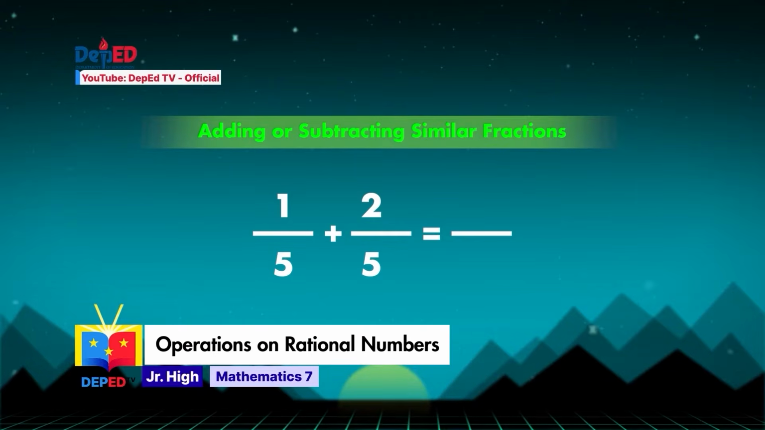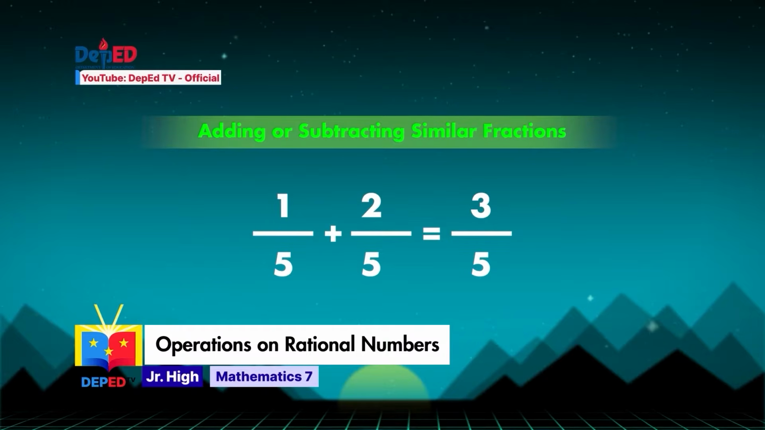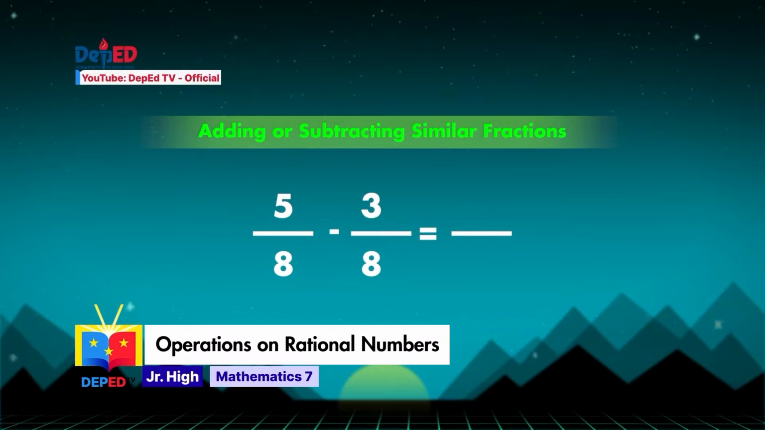For example, number 1: 1/5 plus 2/5. Since these fractions are similar and have the same denominator, you have to add the numerators 1 and 2. That is equal to 3. Then copy the denominator. So, the sum is 3/5. And this is already in its lowest term. Number 2.